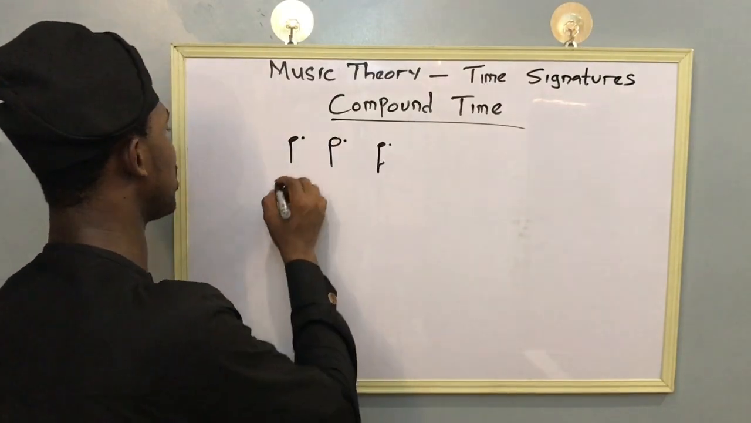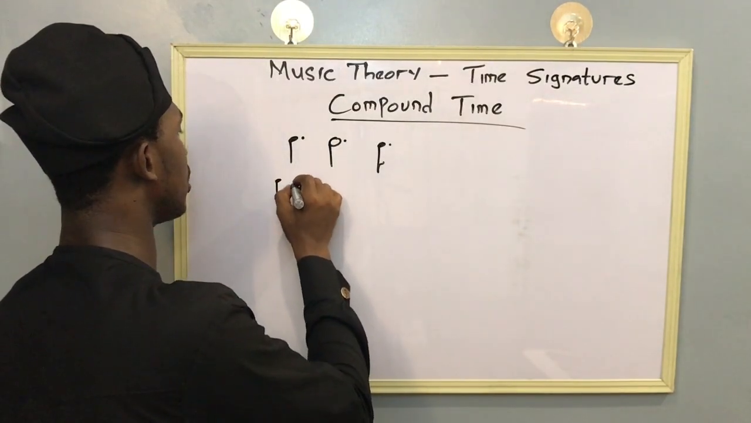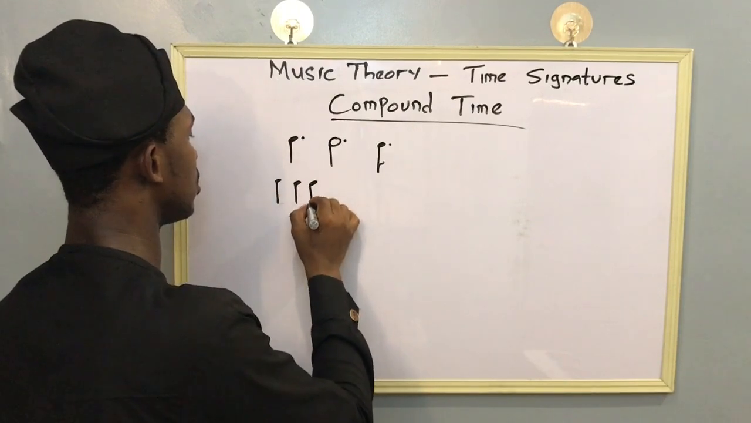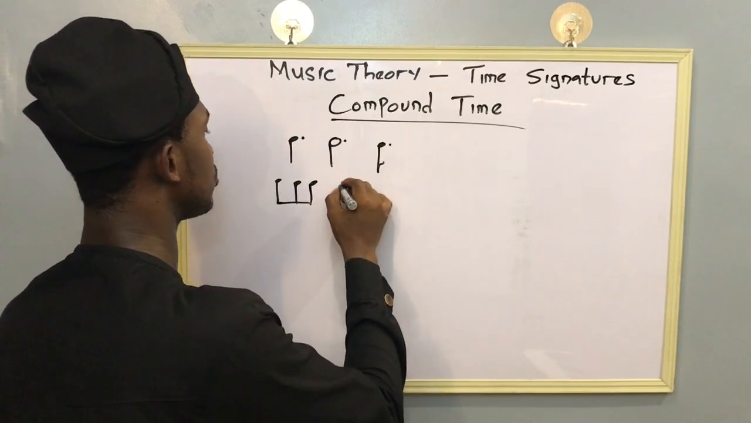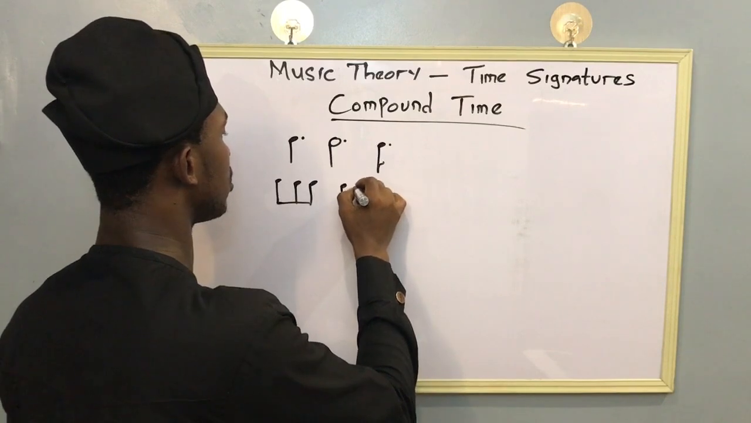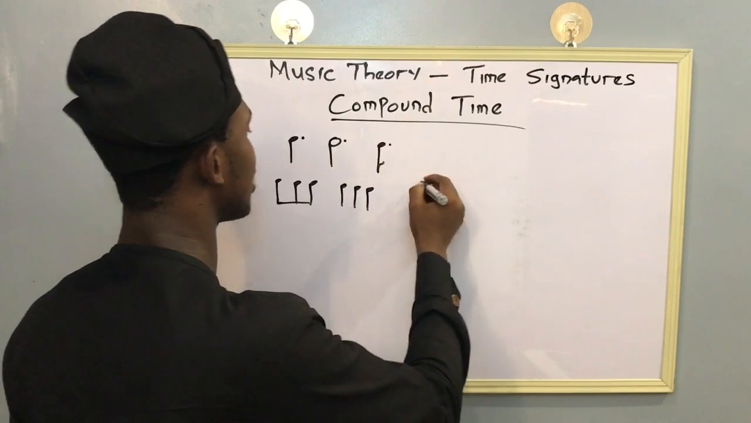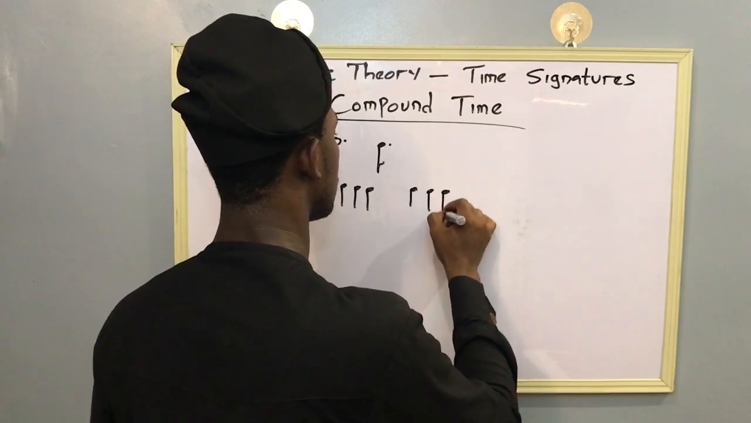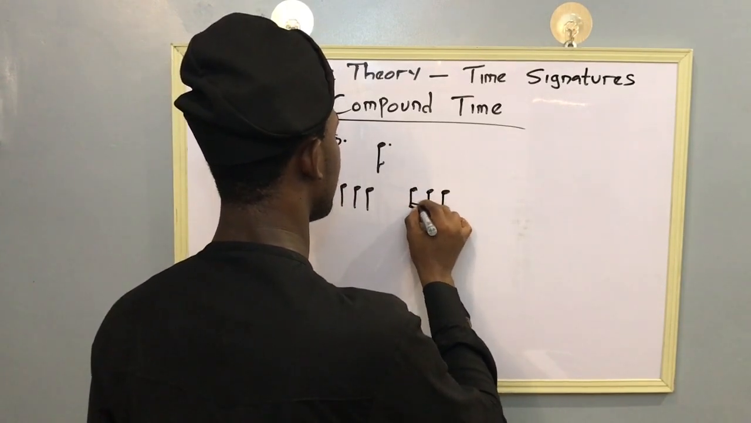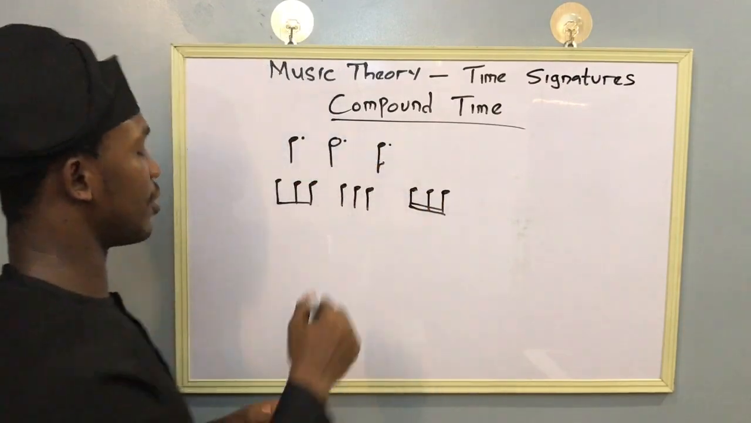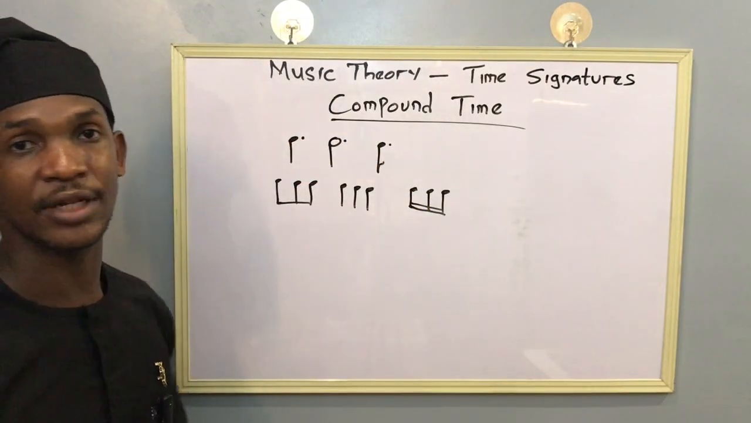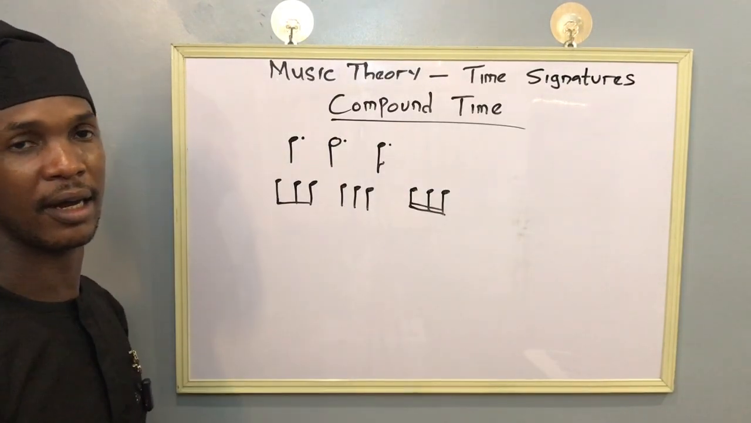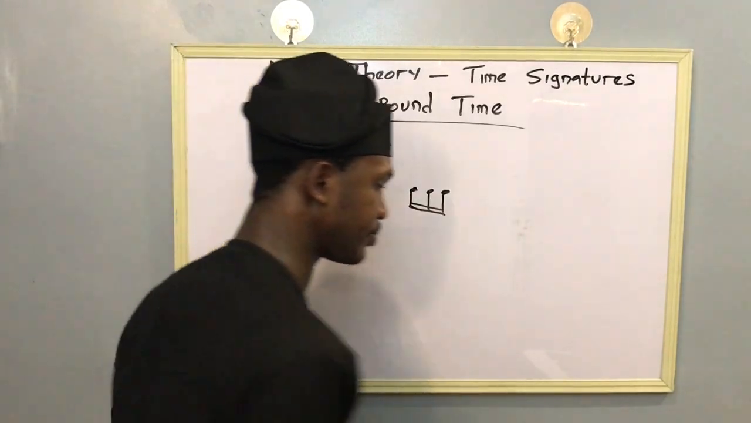This one will give you 3 quavers. This one will give you 3 crotchets, and this last one will give you 3 semiquavers. So in compound time, the basis for counting is a dotted note. You have to be able to split a note into 3 parts in compound time.